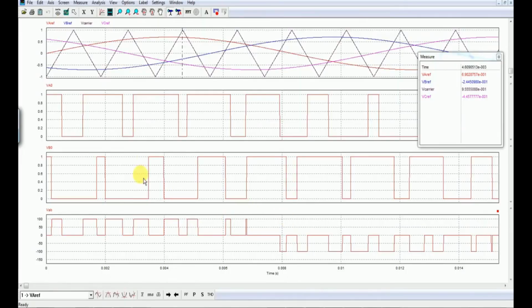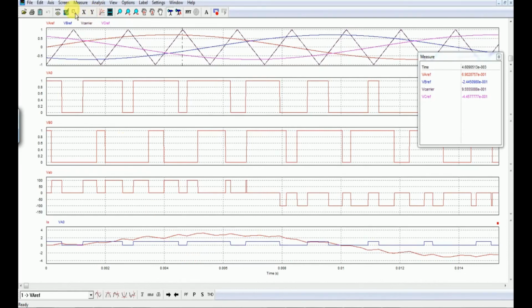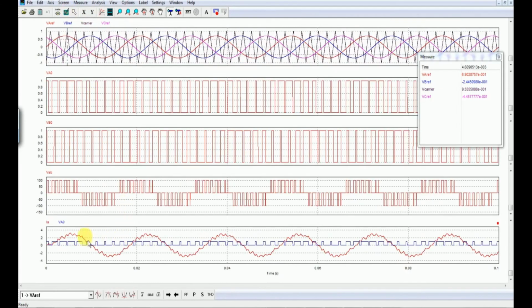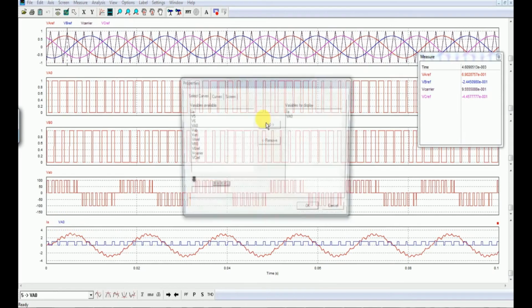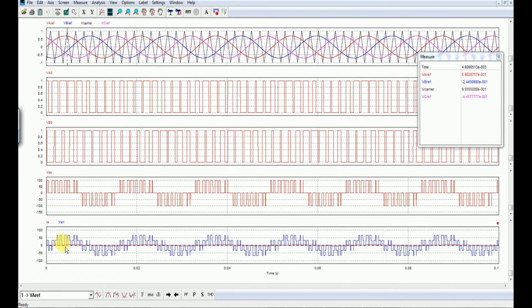So let us plot the two entities. So this is I of A, and this is VA of n. If I plot it here, you can see that this is not VA0, this should be VA of n. Okay, so now you can see here that this current is difficult to visualize.